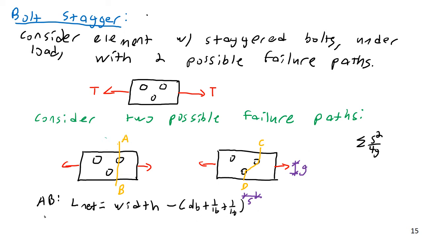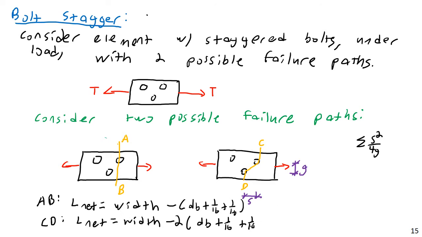But for CD, it's going to be a little bit different. The net length is going to be the actual width, the width here to here, minus 2 times the diameter of the bolts plus 1/16 plus 1/16. So basically, I should probably back up.